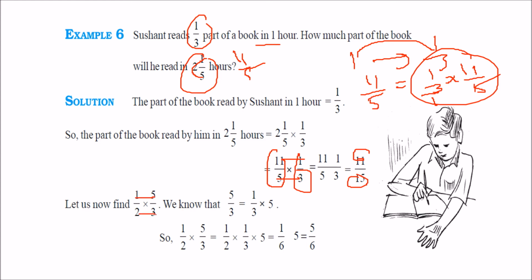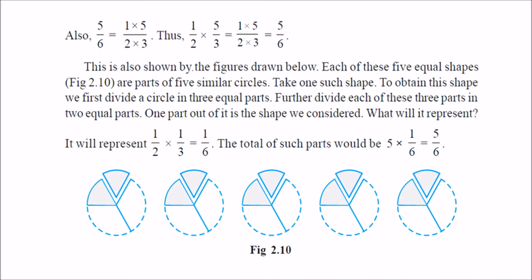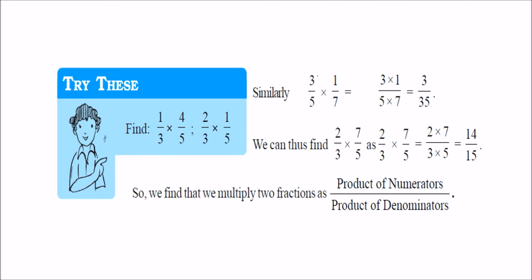So what you are trying to do here is find the part of a part, and that will only be computed when you multiply these two, numerator by numerator, denominator by denominator. 3 into 1, 7 into 5 is 35. So what we eventually found is that when we multiply two fractions, we take the product of numerators and the product of denominators. This is the eventual thing.